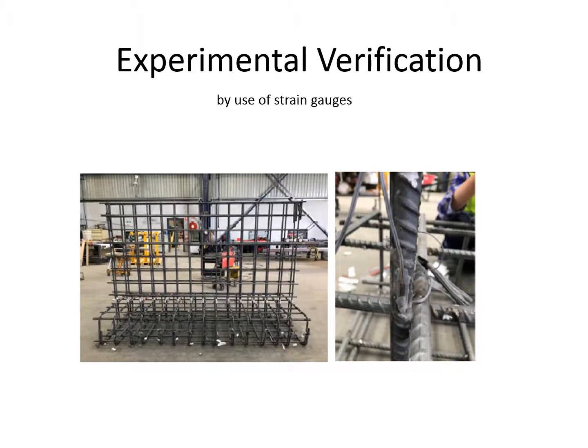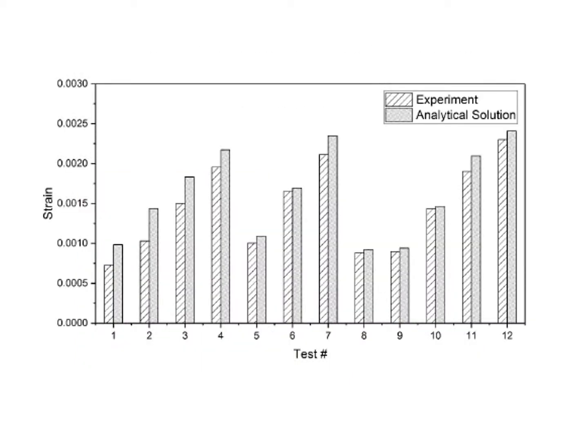Experimental verification by use of strain gauges. The maximum tensile strength of the longitudinal reinforcement as obtained using the equation presented earlier has been compared with experimental measurement on this bar chart.